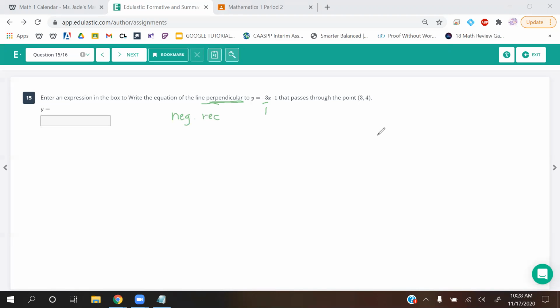So let's first make it negative. So the opposite of -3 over 1, that's going to be +3 over 1, because now we just flip the sign. And then we want the reciprocal. So we reciprocate this, we're just going to flip it upside down, and now it's going to be 1/3. So the slope we want to use in our new equation is 1/3. y is equal to 1/3 x plus b.